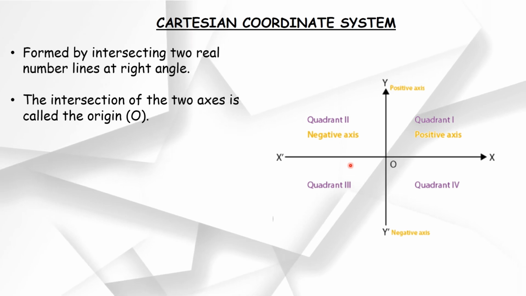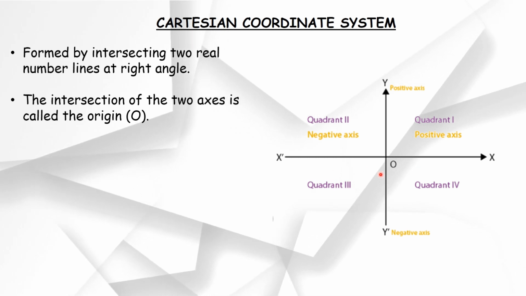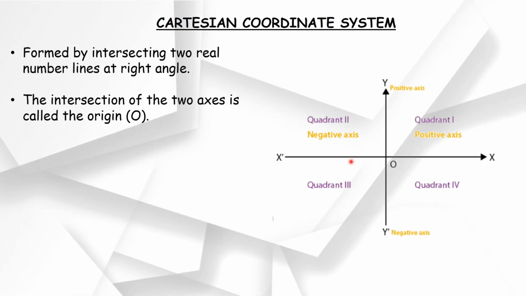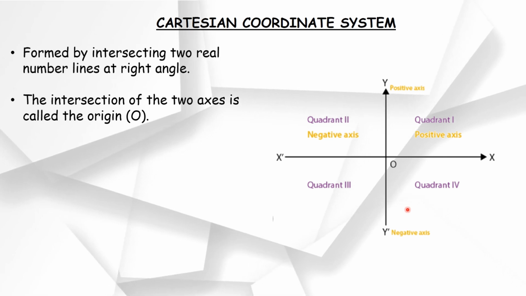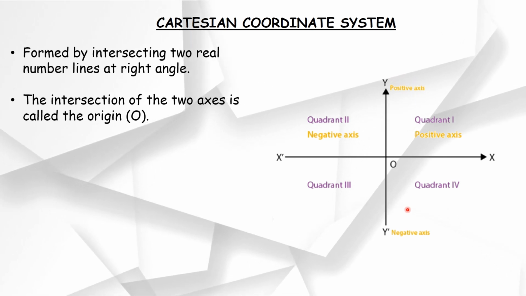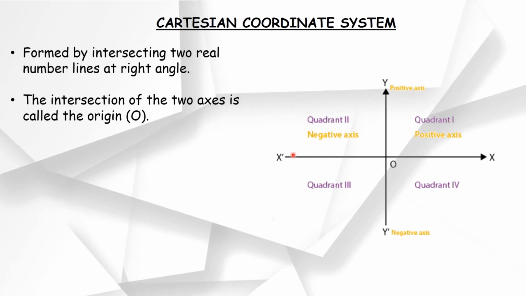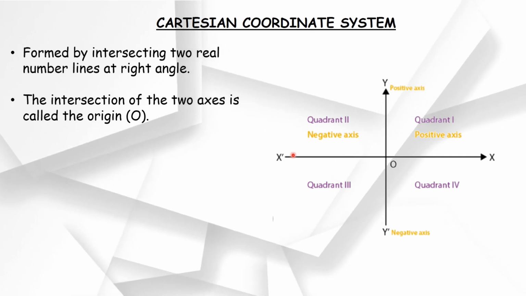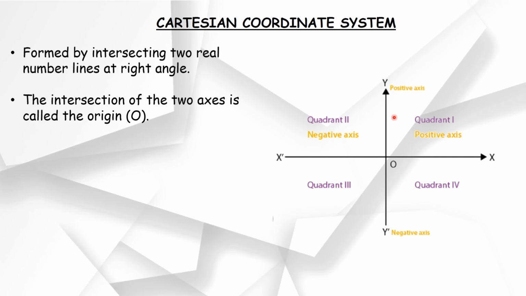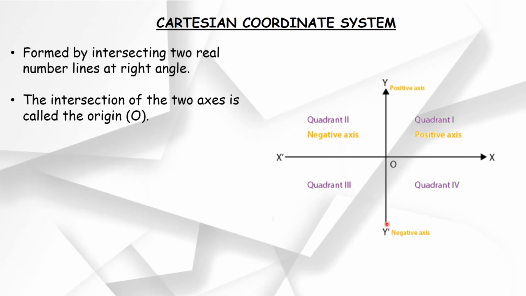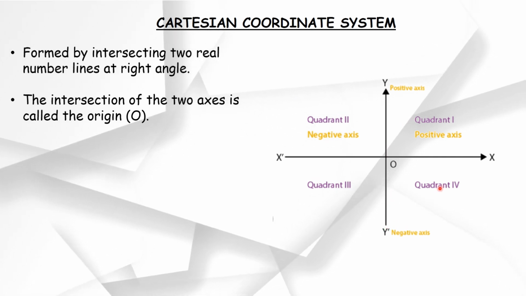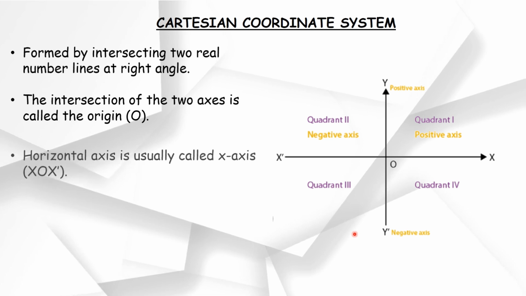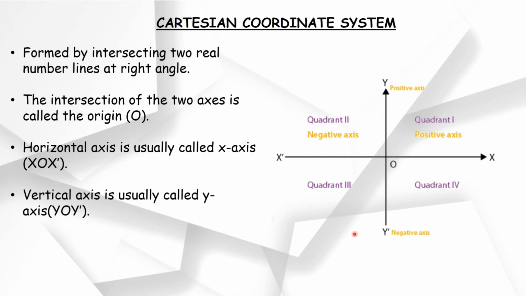To create a coordinate system, imagine two real number lines intersecting at a 90-degree angle. The horizontal axis is usually labeled as X'OX, and the vertical axis is labeled as Y'OY. Together they form the xy plane, which is a two-dimensional rectangular coordinate system.